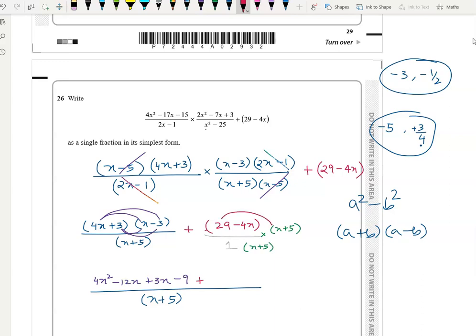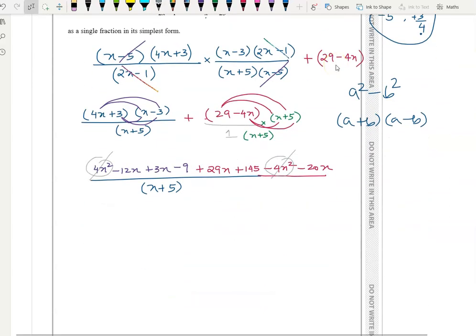Now 29 times x is 29x. Then 29 times 5 is 145. Minus 4x with x, minus 4x square, and minus 4x into 5 gives you minus 20x. Now let's cancel out or simplify the like terms. You have 4x square here and you have minus 4x square here. They both cancel each other.